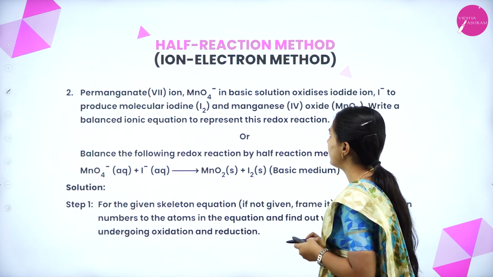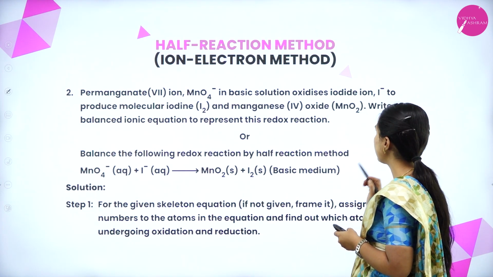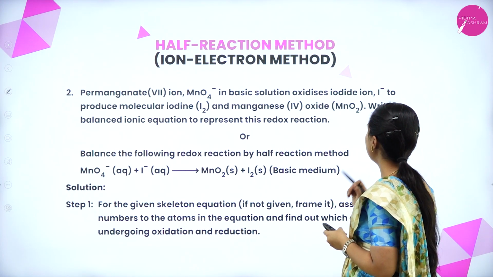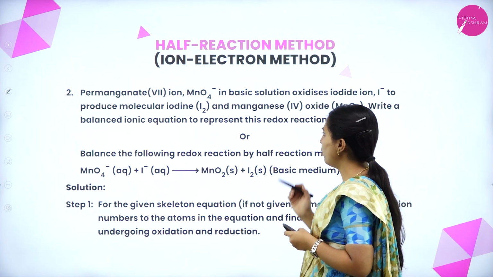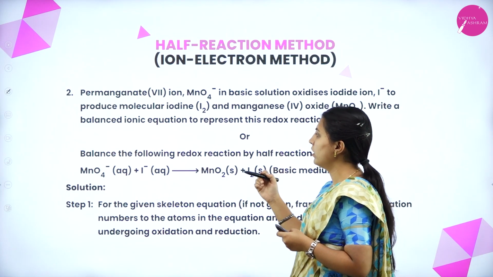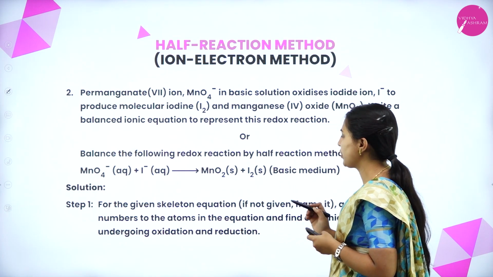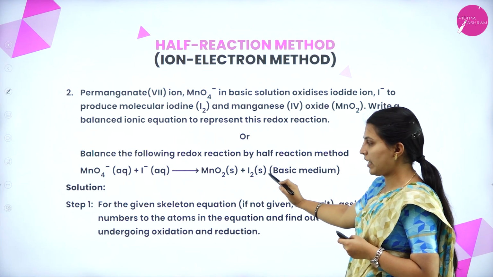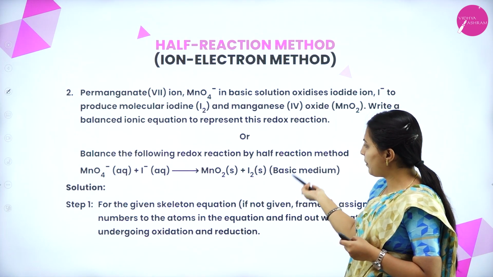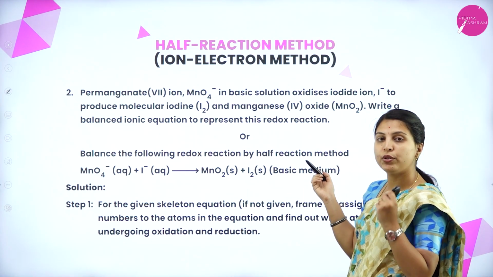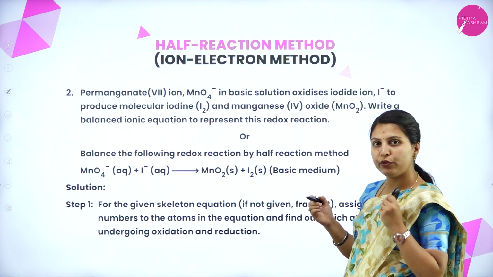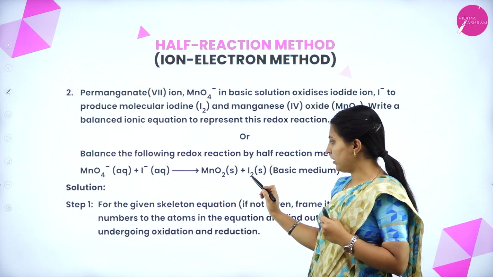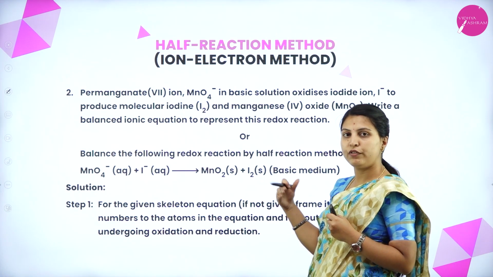Permanganate ion, that is MnO4-, in basic solution oxidizes iodide ion to produce molecular iodine and manganese oxide. Write the balanced ionic equation to represent this redox reaction, or balance the following redox reaction by the half reaction method. They might ask with a statement like this, then you have to write the skeletal equation, or else they might give it like this also. The first step is you have to write the skeleton equation, or frame it by yourself. So if they give the statement like this, you have to write it like this, or else if they give it like this, you have to balance directly.